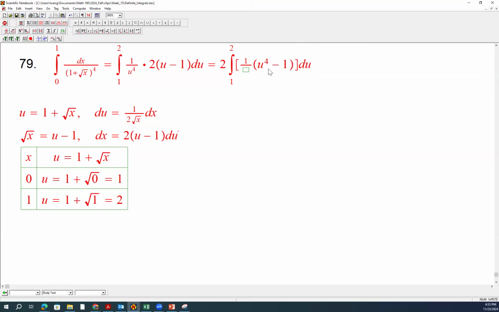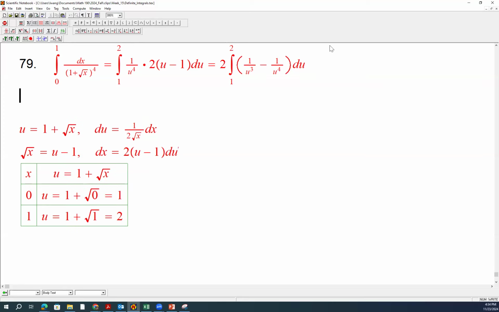Sorry, this is going to be u to the power 4 divided into u, right? So that's going to be u raised to the power of 3 under 1. And the other one is going to be 1 over u to the power of 4. You can keep the parentheses if you want, but it really doesn't make any difference.